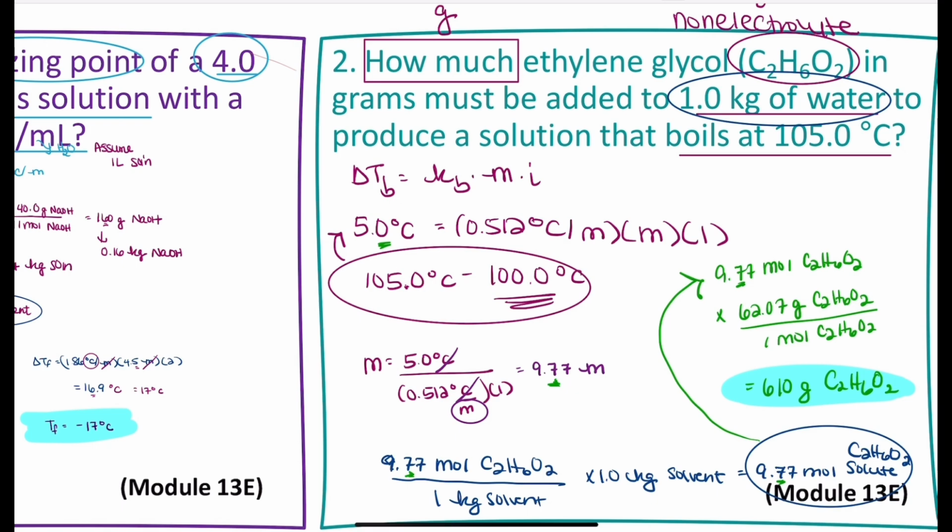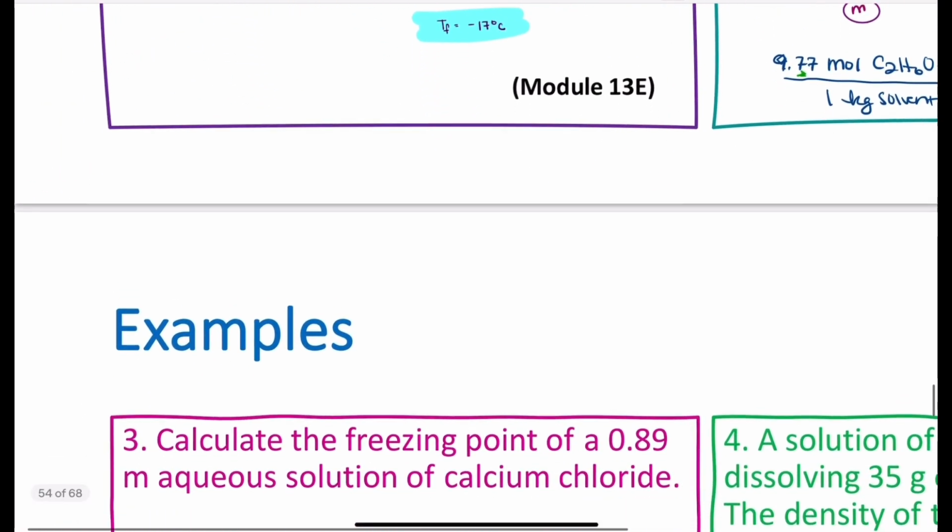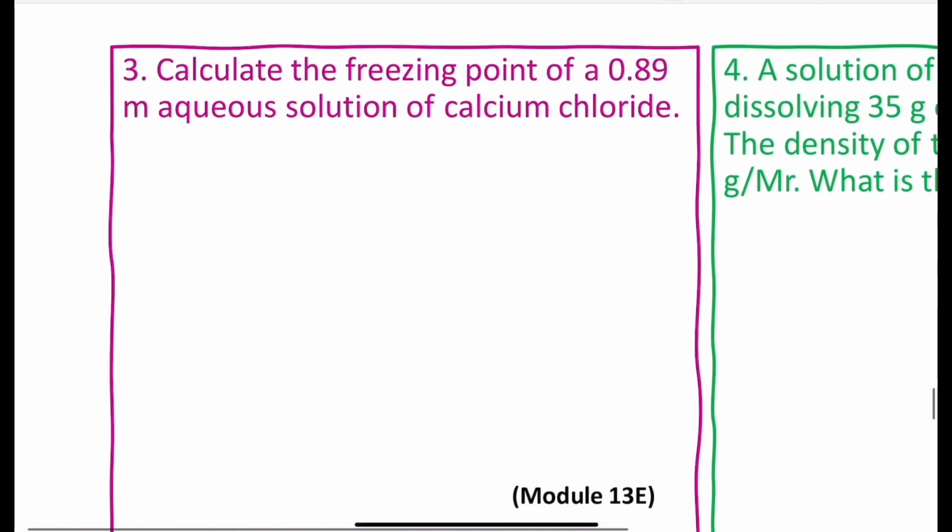So, how much ethylene glycol needs to be added to 1 kilogram of water to produce a solution that boils at 105 degrees C? 610 grams. Fair amount of ethylene glycol. I recommend a different thing if you're trying to get that thing to boil. Enough commentary. Let's look at number 3.